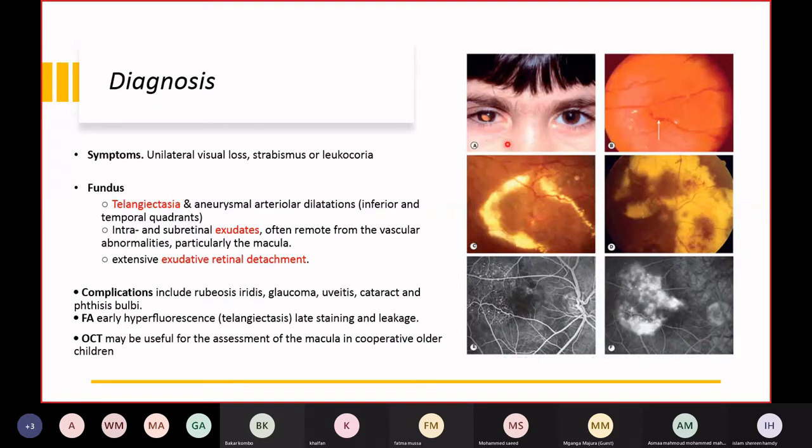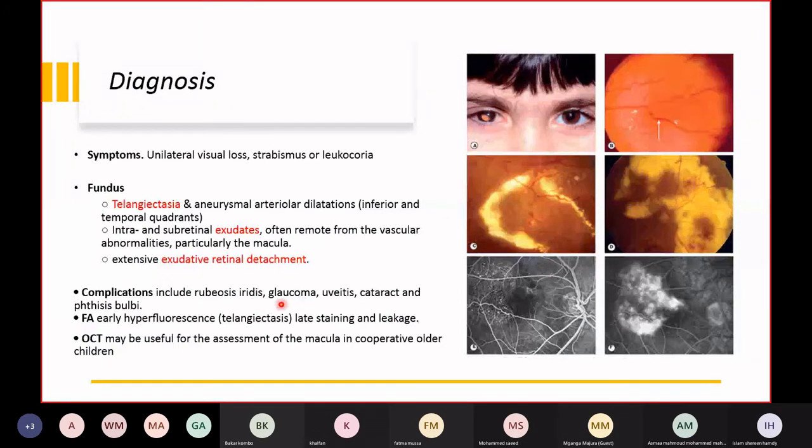As you can see, there are ill-defined blood vessels here, not the normal distribution of blood vessels. Those blood vessels are leaky, so they tend to give retinal edema and retinal and subretinal exudates. So you'll find hard exudates underneath the retina. The blood vessels of the retina are crossing them, okay? And they may progress to exudative retinal detachment. The complications include rubeosis iridis due to the ischemia, glaucoma, uveitis, cataract, etc.